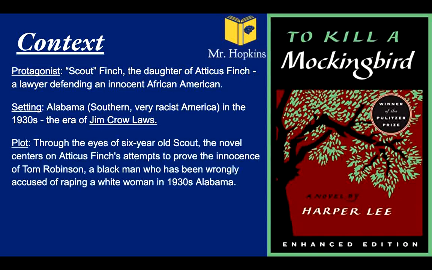Now, the plot of this story is that through the eyes of 6-year-old Scout, the novel centers on Atticus Finch's attempts to prove the innocence of Tom Robinson. Now, Tom Robinson was a black man who was wrongly accused of raping a white woman in 1930s Alabama.